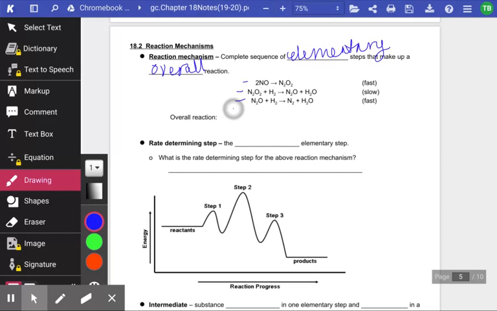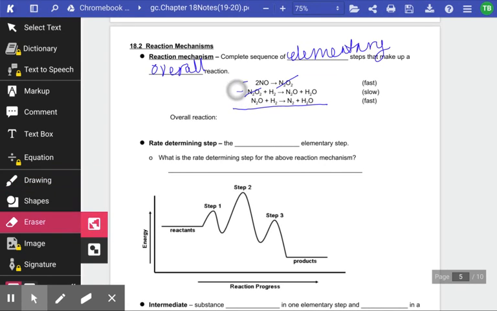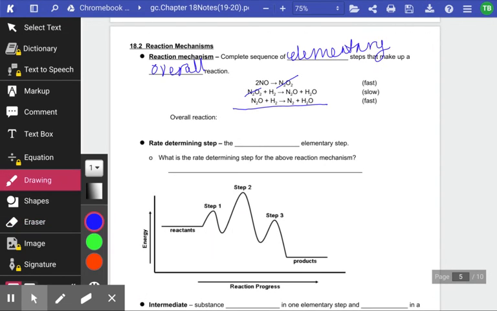Now, to get to the overall reaction, what we need to do is cancel out the substances that are on opposite sides of the reaction. So what I mean by that is notice that N2O2 is a product in one step and a reactant in another step. It's going to cancel each other out. So it's not included in our overall reaction. Another substance, N2O, dinitrogen monoxide there, also starts as a product and ends as a reactant. It will cancel each other out.